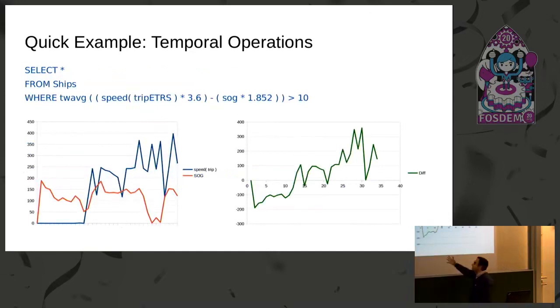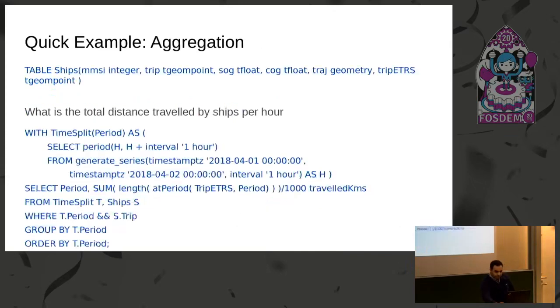So this is what I just explained. You have 2 speed components. The blue one is the one calculated from the spatiotemporal trajectory. The orange one is the SOG. If you do a temporal minus, this is what you get. And then you summarize this using time-weighted average to get a single float. I didn't put a result here, but we got some trips that really showed noise.